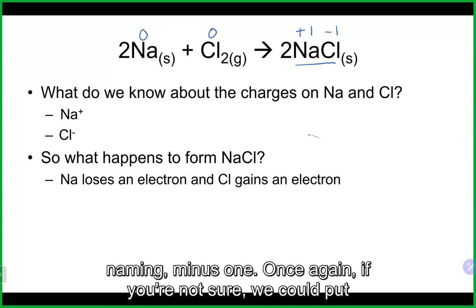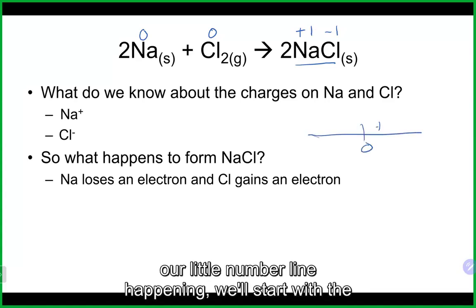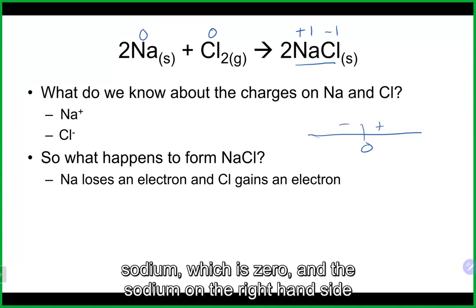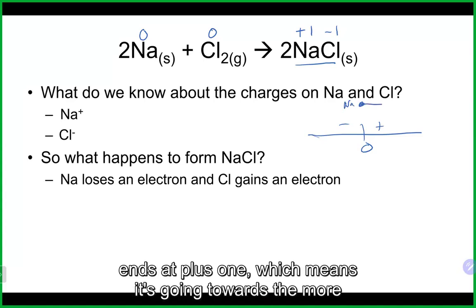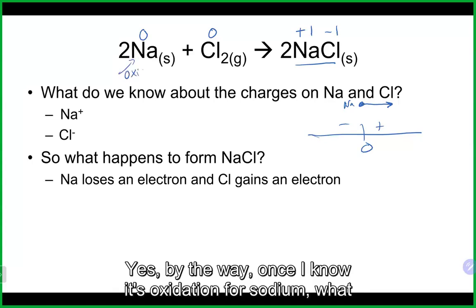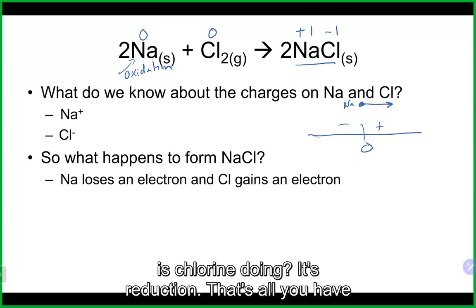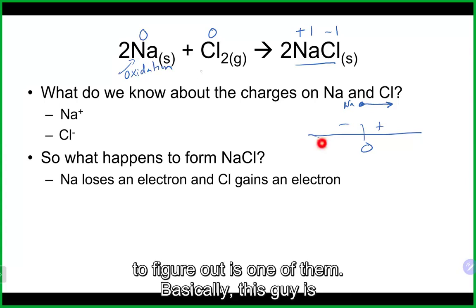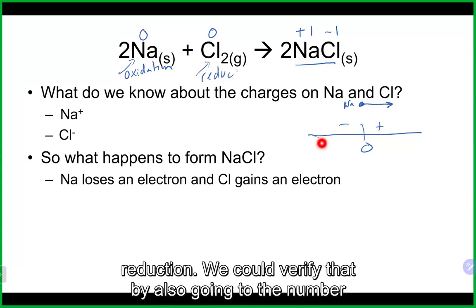Once again, if you're not sure, we could put our little number line happening. We'll start with the sodium, which is 0. And the sodium on the right-hand side ends at +1, which means it's going towards the more positive side. Oxidation or reduction for sodium? Oxidation, yes. By the way, once I know it's oxidation for sodium, what is chlorine doing? It's reduction. That's all you have to figure out is one of them, basically. This guy is reduction.